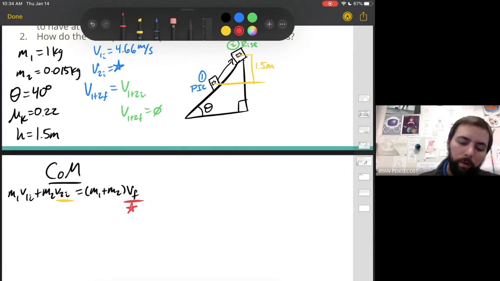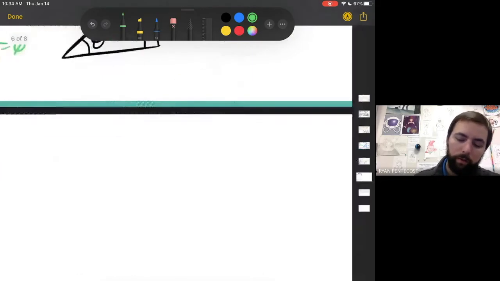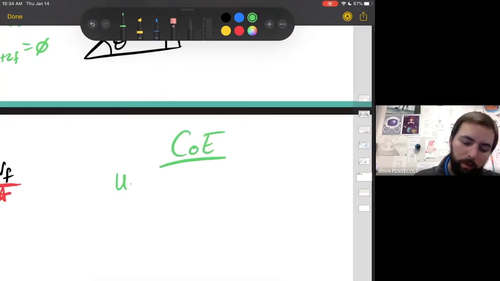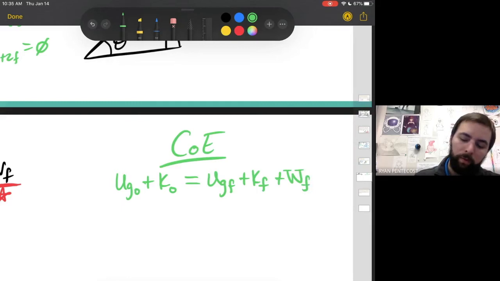So what you'll need to do here is find out the velocity it takes this bullet block combo to slide up a surface and stop right at that point. So you've got a vertical description here. We have friction. We can do this using conservation of energy. I'll use green because I used green on the color code over there. So we've got a COE. Okay, you've got UG naught plus K naught equals UG final plus K final plus work done by friction, right?